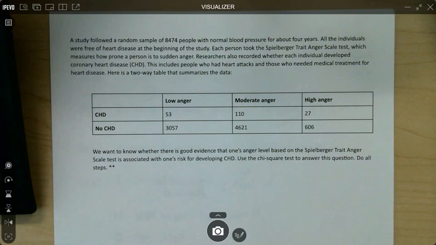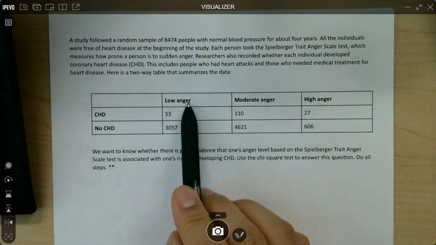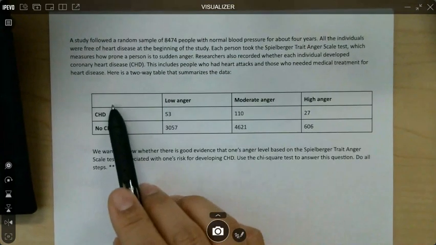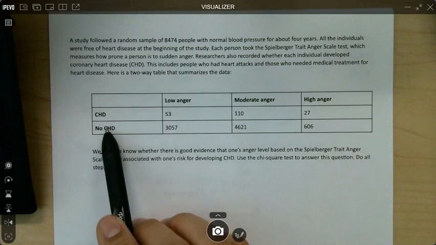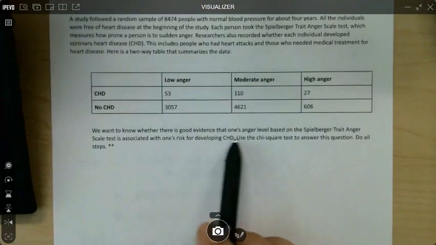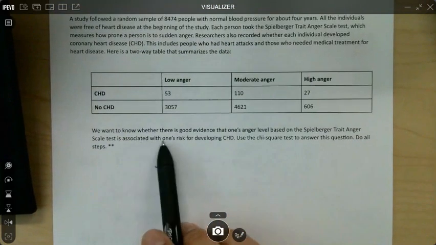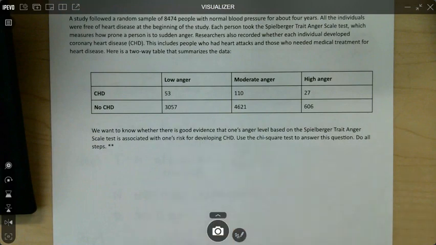Okay, so the last question, this is a chi-square test of association problem because we're looking at two categorical variables, the anger level and whether or not the person has CHD. So we want to know if there's evidence that one's anger level based on the anger scale test is associated with one's risk for developing CHD.